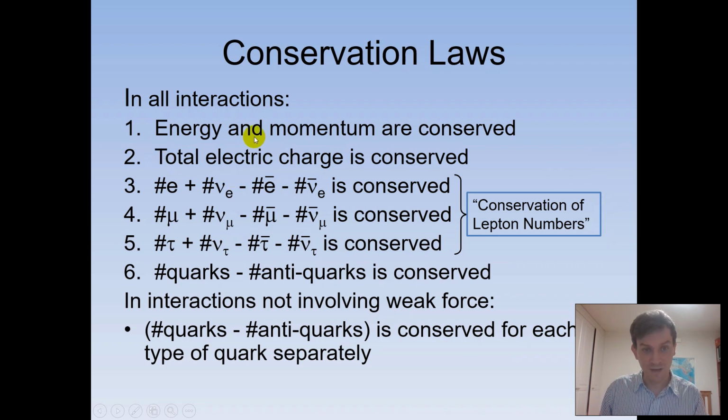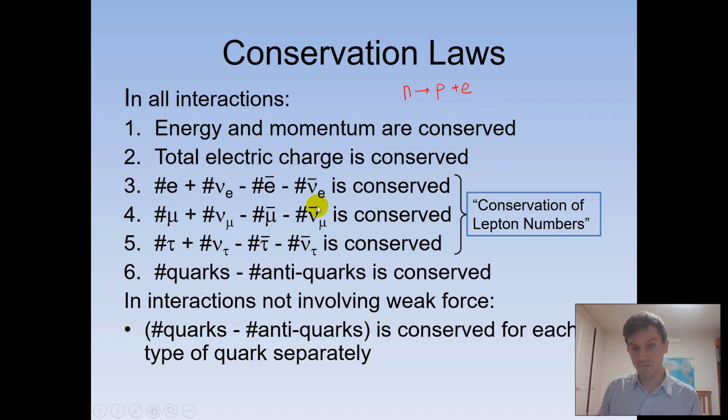Right, so I talked about energy and momentum here. Total electric charge is also conserved. So that was, for example, when I talked about what happened in the beta decay. Because you create a proton, you must also create a negatively charged particle, in this case an electron.